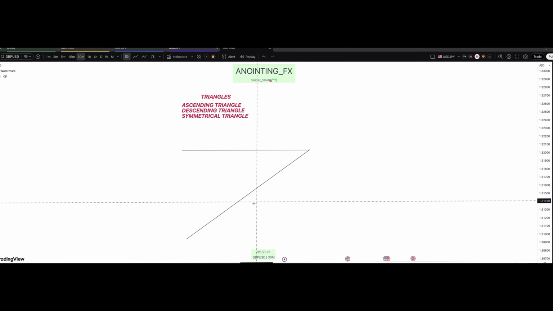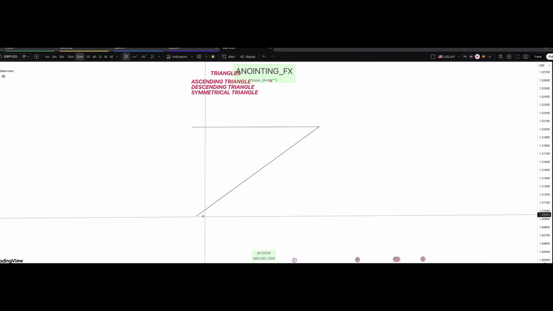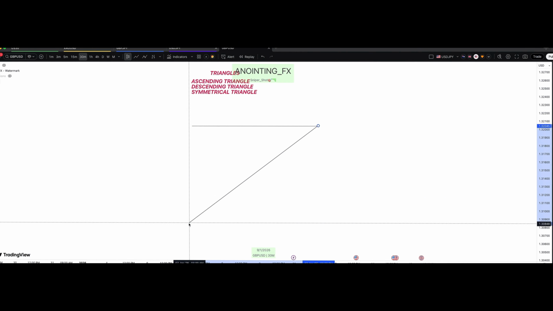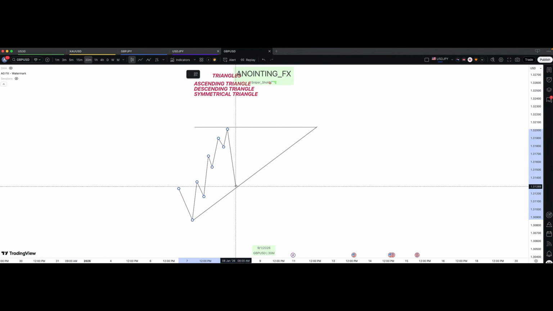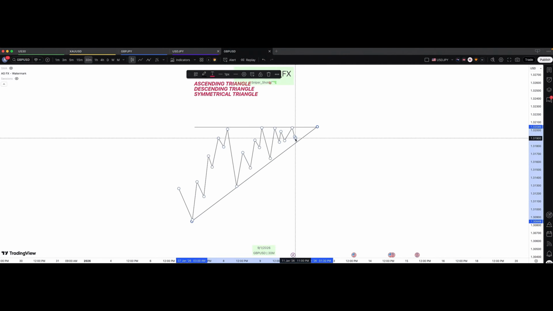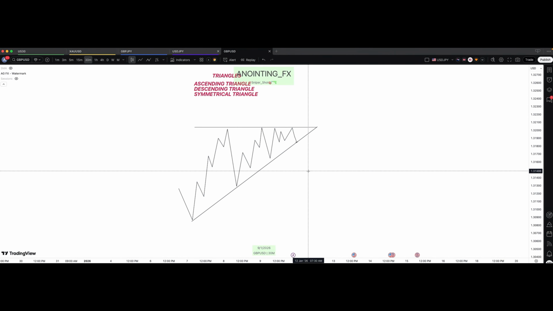Okay, this is the ascending triangle. It moves to the upside. It trends to the upside that way, so you see price going to the upside like this. And with the ascending triangle, the future of it, don't forget that for all the patterns we have looked at, I told you the future of them.